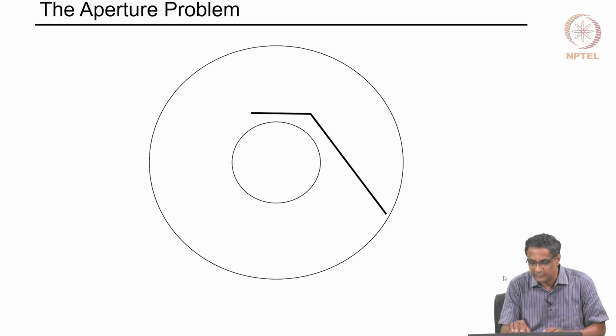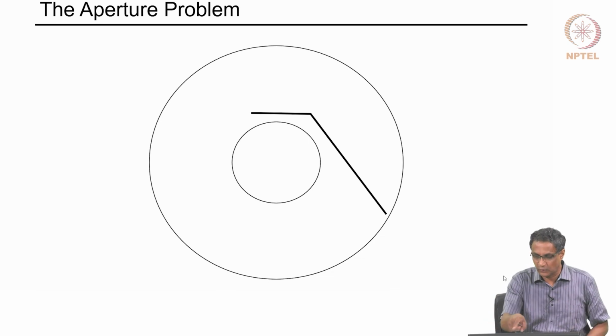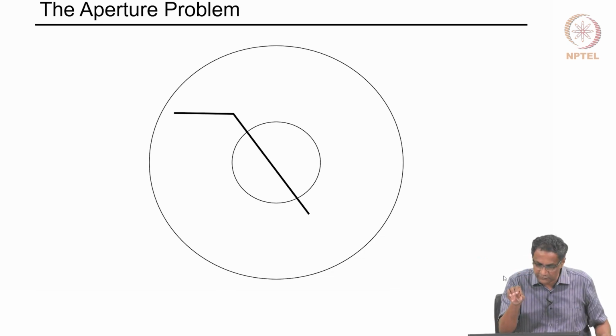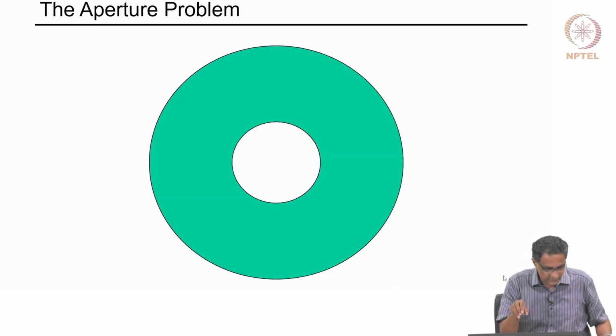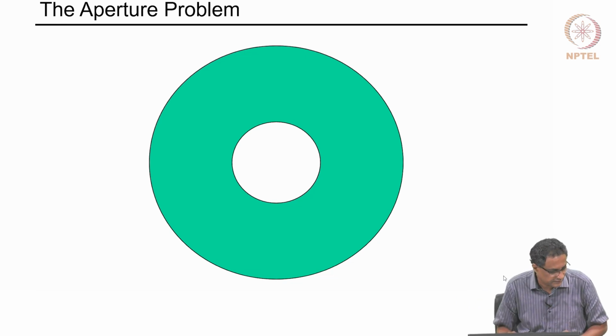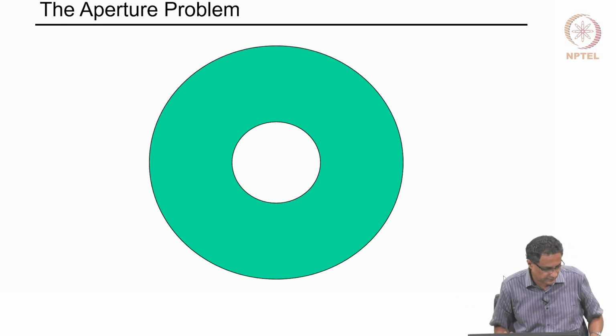Now I have a larger aperture, the outer one, and I can see the actual motion. But the moment I kept the aperture very small, I reduced it to this, then you could not make it out. This is exactly the point. So what this means is that the parallel flow cannot be found at all with this one equation. Of course, there are ways to get around this, but this is a fundamental problem called the aperture problem.